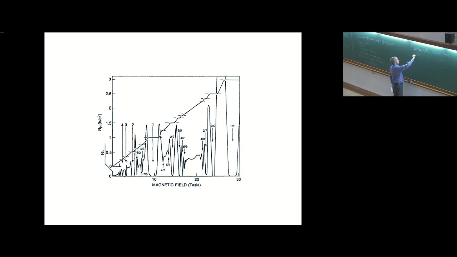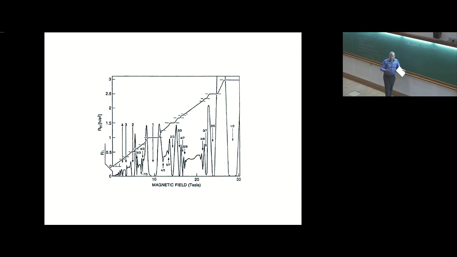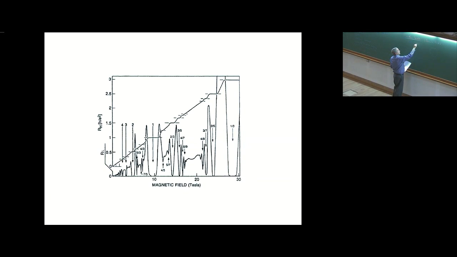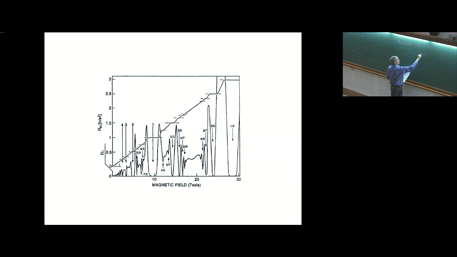So the problem that we want to solve: we are first going to take just one electron, so we don't have to worry about interactions. We also won't put any disorder, just a single electron in a magnetic field, confined to 2 dimensions. That's the problem that we need to solve.